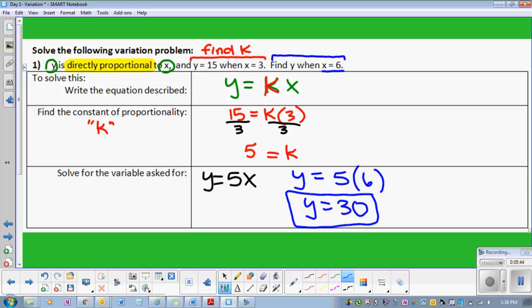So basically this whole problem is broken down into 3 different parts. You need to write down the equation. You need to find k. Plug in the k, and then you need to find whatever variable they ask you to. Questions about this?